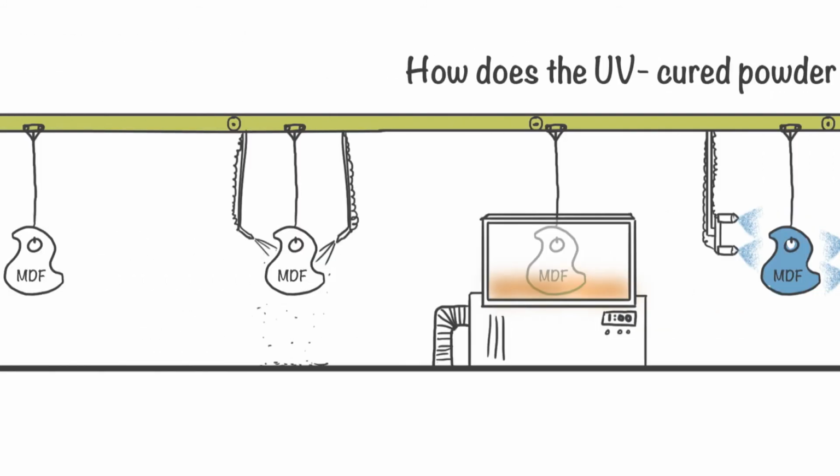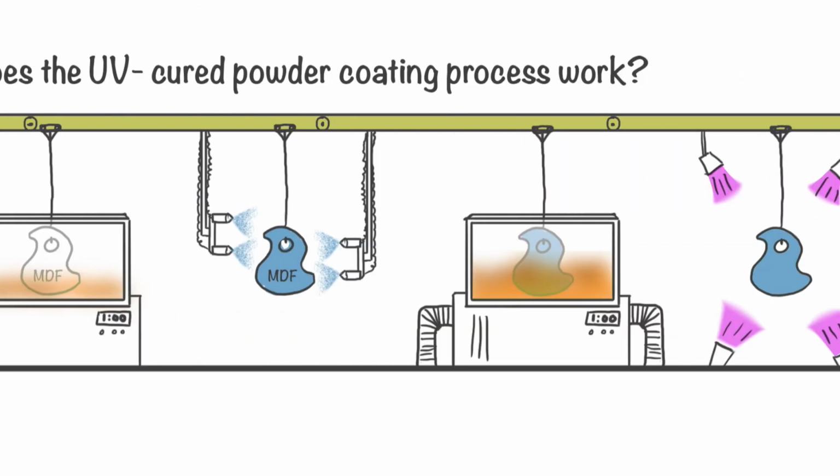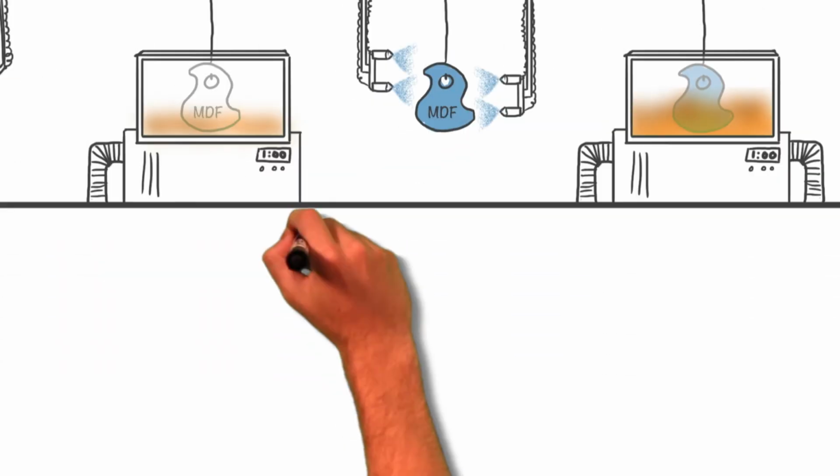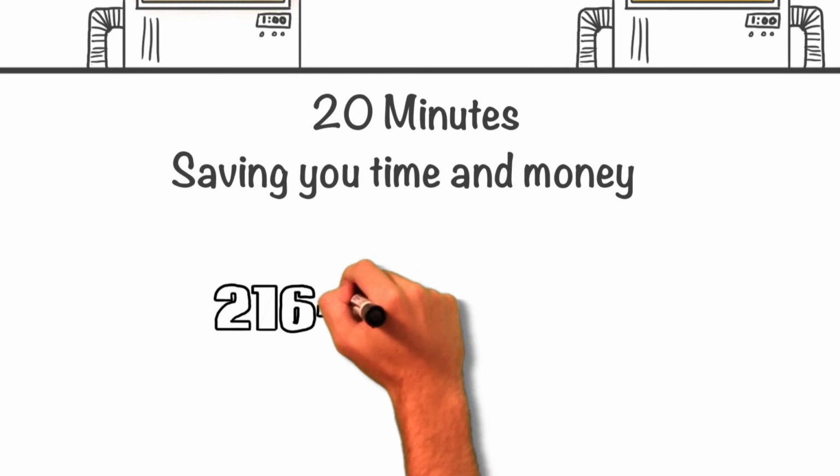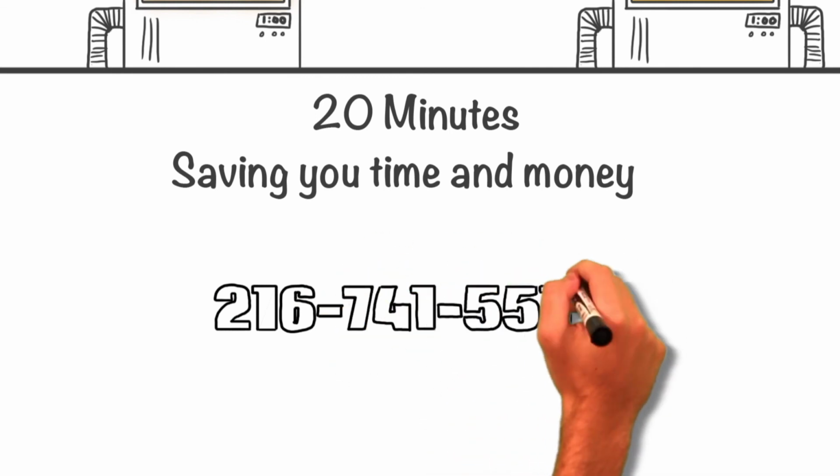Our UV-cured powder coating process turns a raw MDF part into a ready-to-ship product in only 20 minutes, saving you time and money. To request a quote or receive a sample, give us a call or email us.